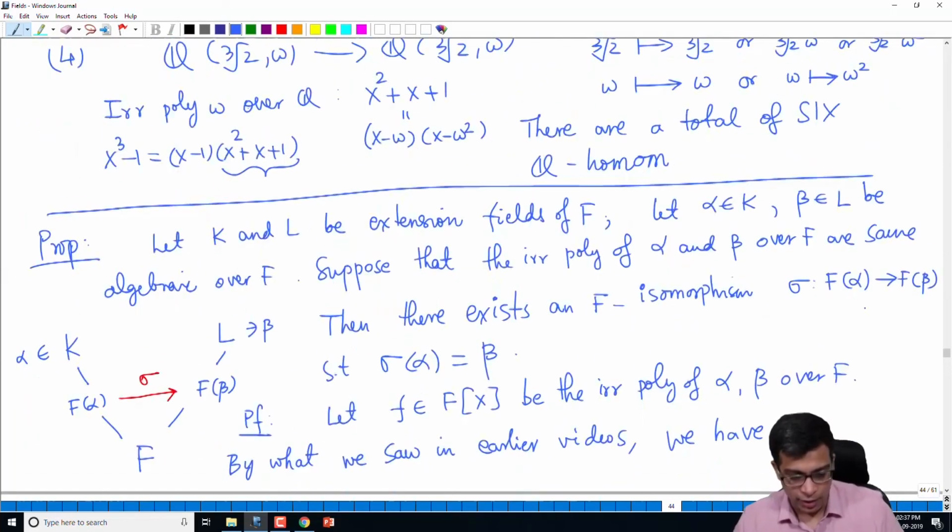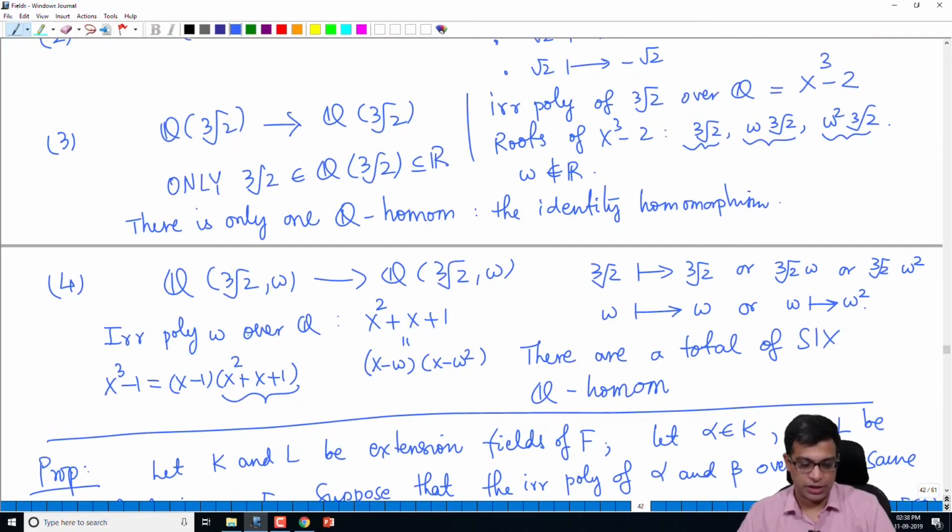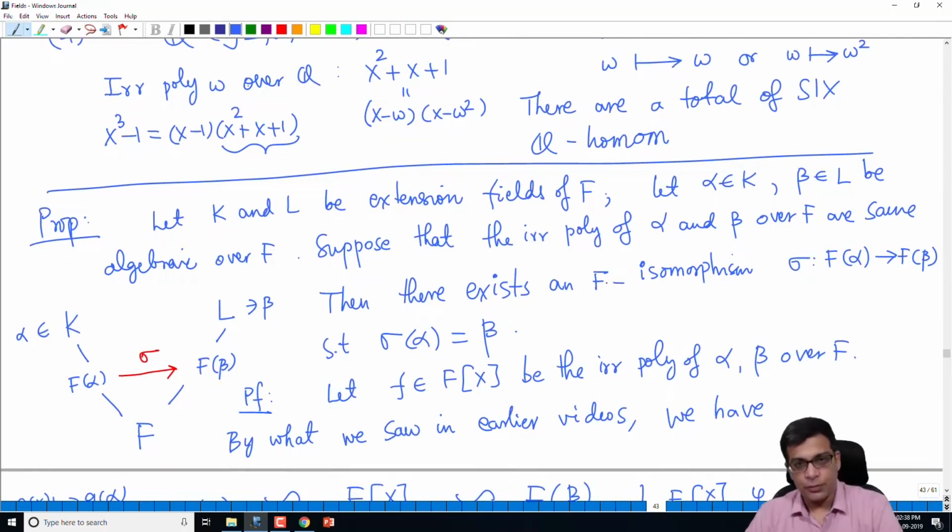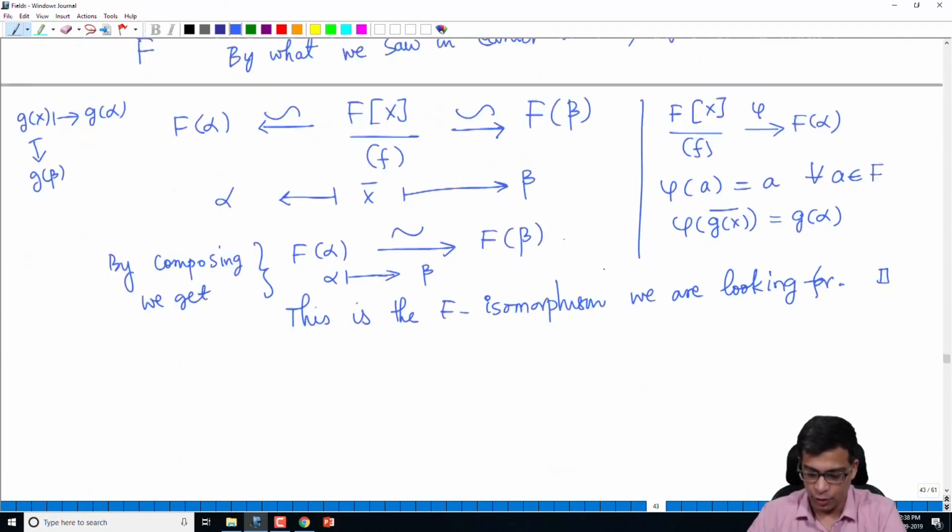Okay, and implicitly I have used this proposition to say that there are 6 homomorphisms in this example, Q adjoin cube root of 2 omega to Q adjoin cube root of 2 omega, because I need this proposition to say that I can send cube root of 2 to any other root of its irreducible polynomial, and I can construct a valid field homomorphism.